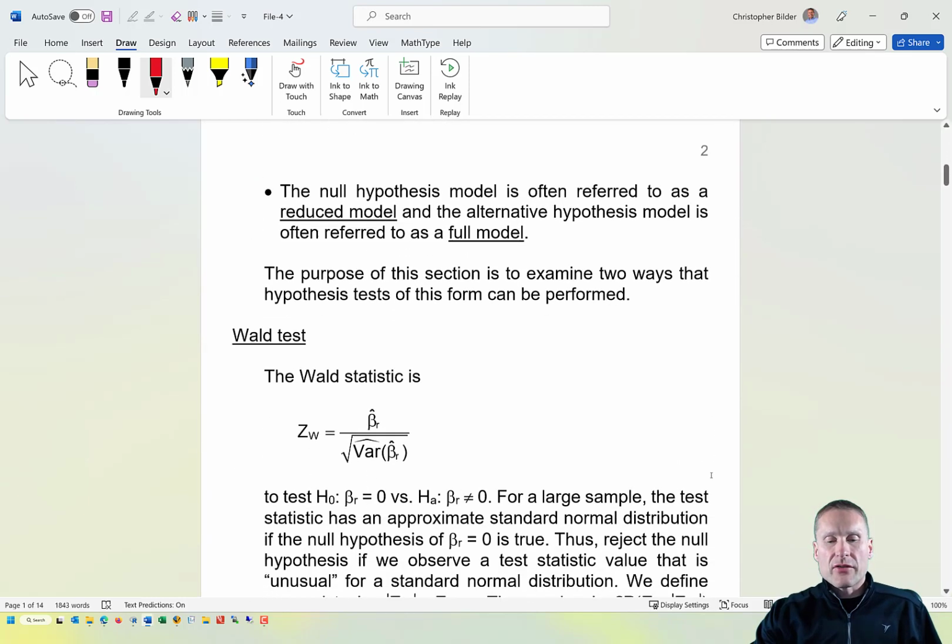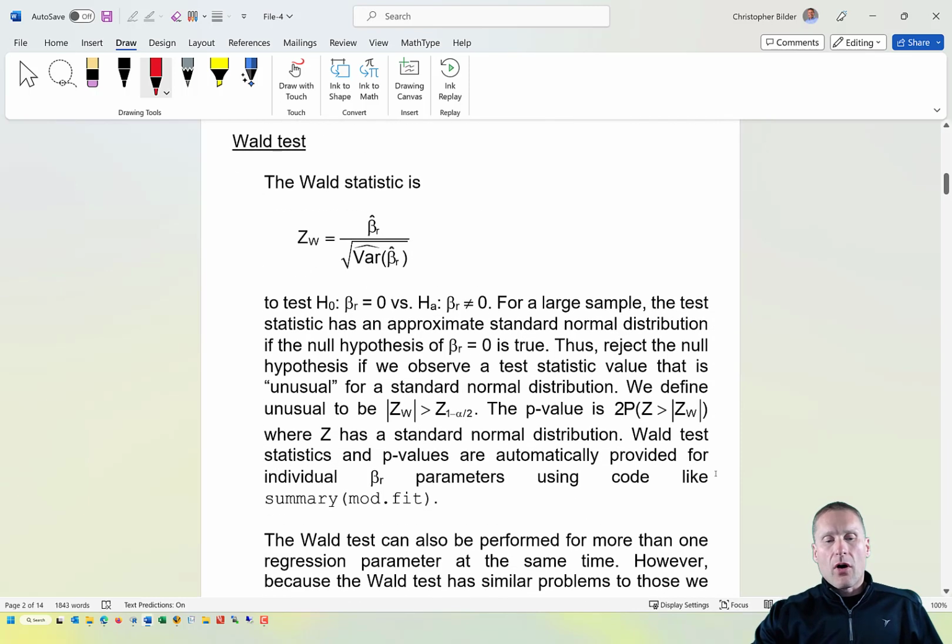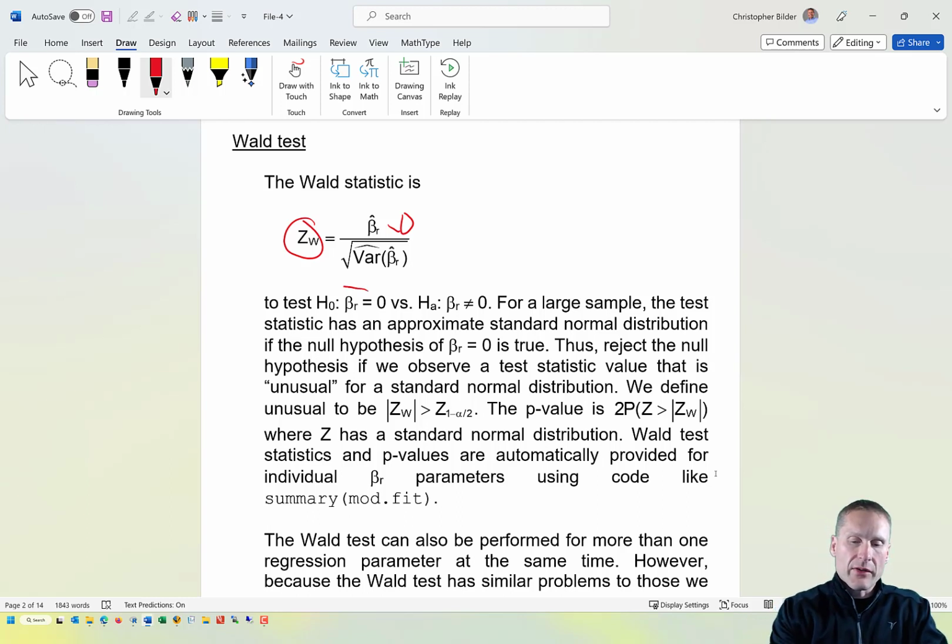So in this particular section, we're going to be looking at two different ways to perform this type of hypothesis test. The first way is through a Wald test. And so our Wald test statistic is going to be denoted by Z sub W, W for Wald. And it's simply going to be the estimated regression parameter, and if you really wanted to, you could put a minus 0 there, divided by the square root of the estimated variance for that corresponding beta hat. And again, this is going to test, is beta sub r equal to 0 or not?